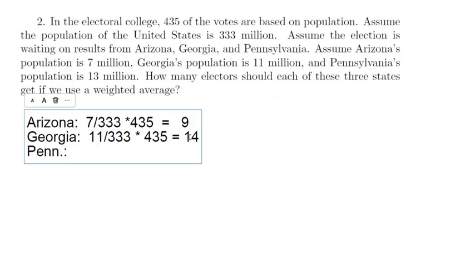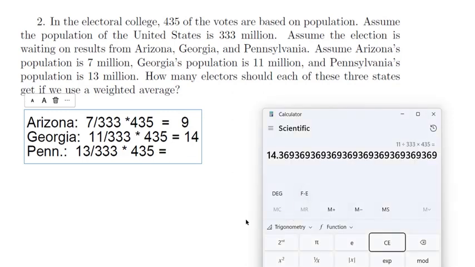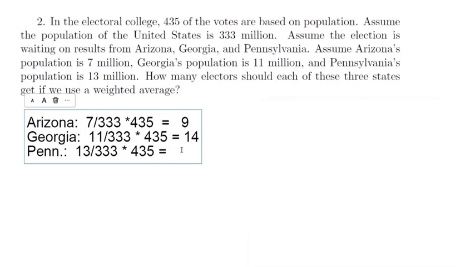Pennsylvania, 13 divided by 333 times 435. These are all important states in a recent election to when this was made. They're all close. So this is 17. So Arizona gets 9 out of the 435 electoral college votes. Georgia gets 14. Pennsylvania gets 17. That's how many votes they get according to this weighted average.